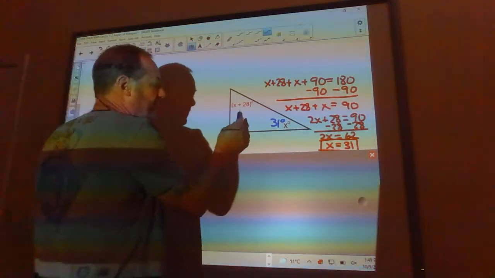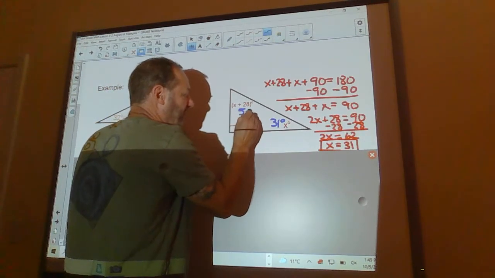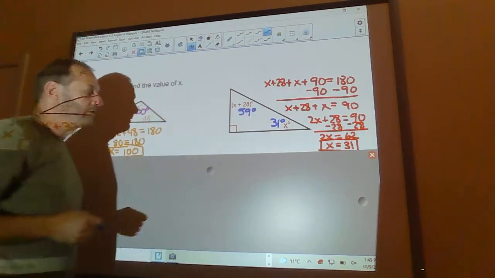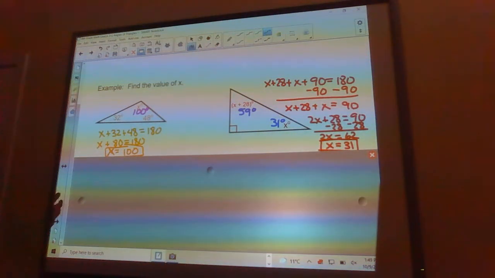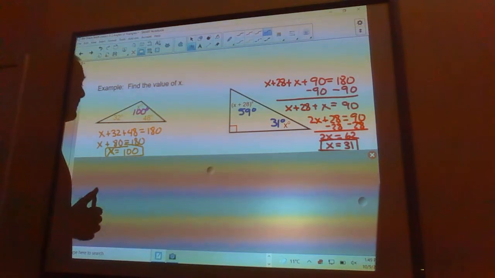But this one's not 31. This is 31 plus 28, which would be 59. Okay, so be really careful about what the question is asking you and answer the question correctly.